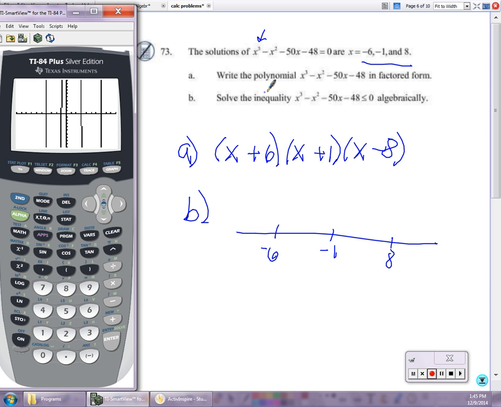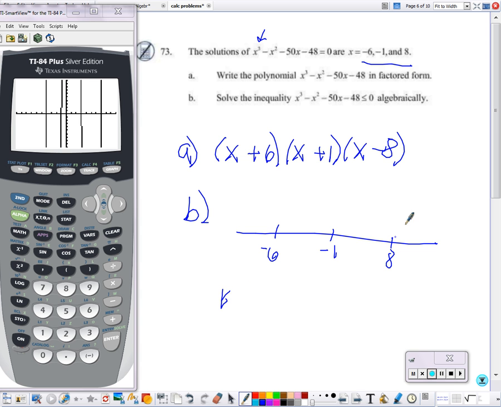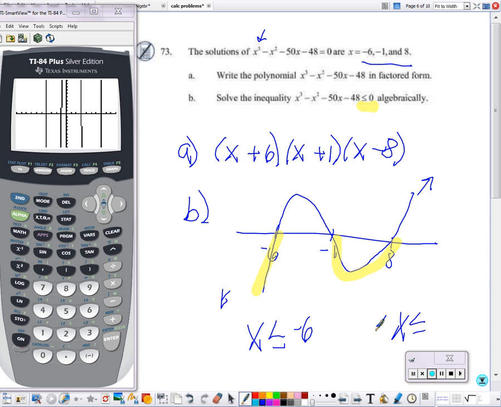Because it's an odd power with a positive leading coefficient, my end behaviors are going like this. So the graph is going to go up, back down, and back up. So where is this less than 0 is here and here. So that's every x less than or equal to negative 6, and every x between 8 and negative 1.